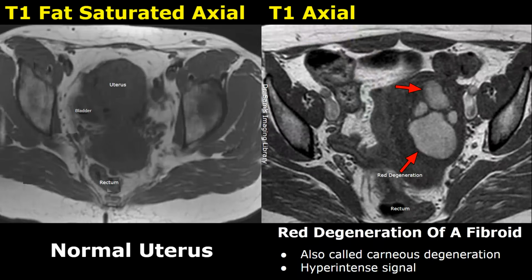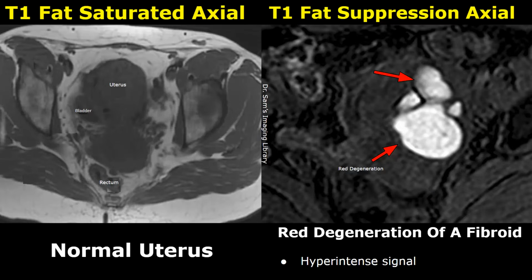The next type of degeneration is red degeneration. It is also called carneous degeneration. It is usually due to hemorrhagic areas. This degeneration will give a hyperintense signal in a T1 sequence.